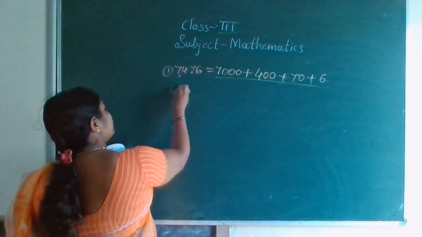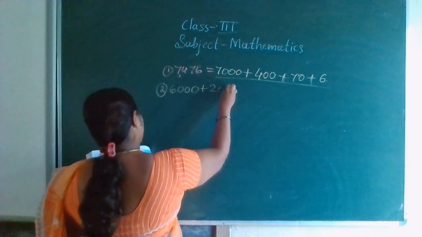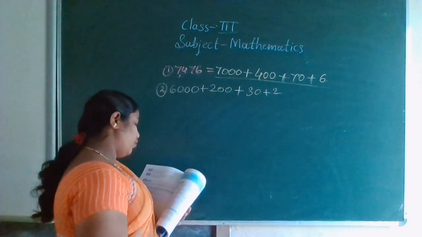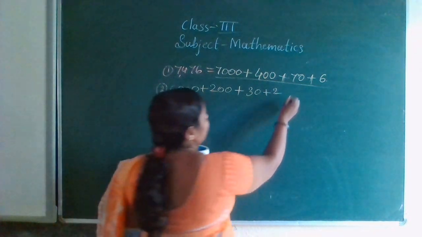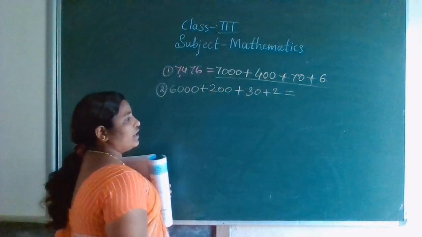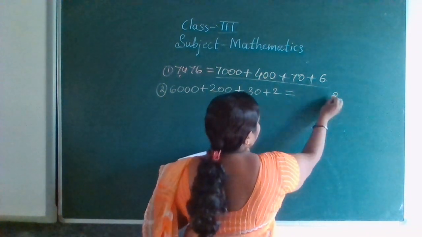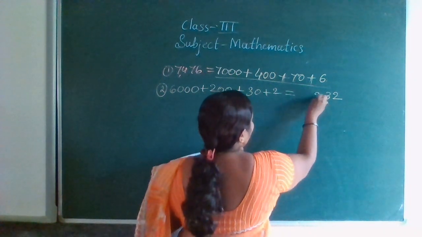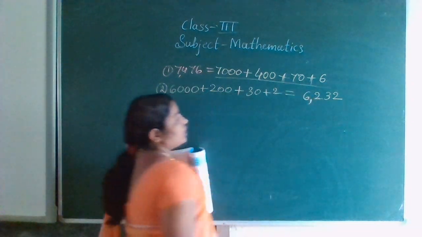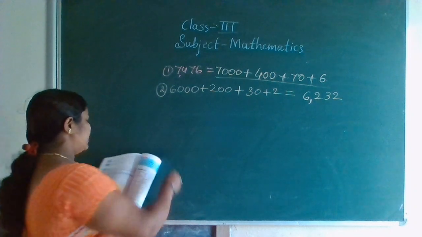Second one, they have written the expanded form. We should write the short form. Write each of the following in short form. While converting expanded to short form, you come from the right side. So 2 ones, 3 tens is 30, 200, and 6000. After 3 digits, put a comma. This is the short form.